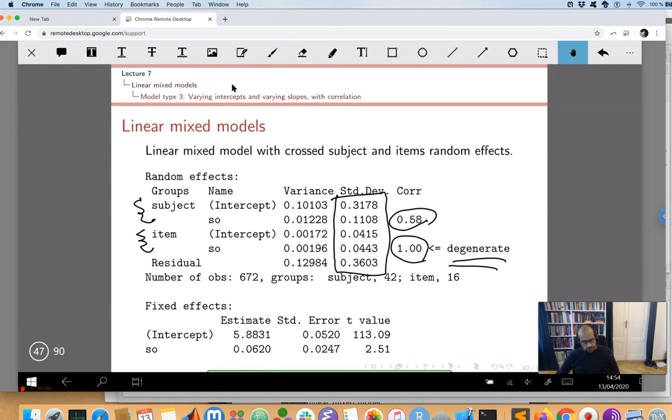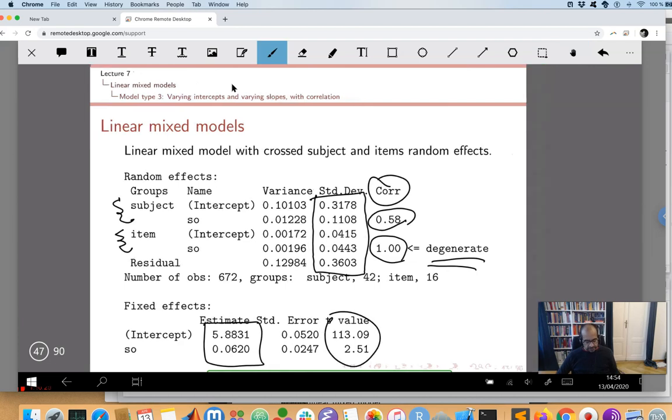The interesting thing to notice here is that these correlations are now being printed out by the model, because the model is now assuming that there is some correlation between the intercept and slope adjustments. Notice that the fixed effects are not changing at all. Nothing has changed here. The t values are going to be changing, but we'll discuss those things later.